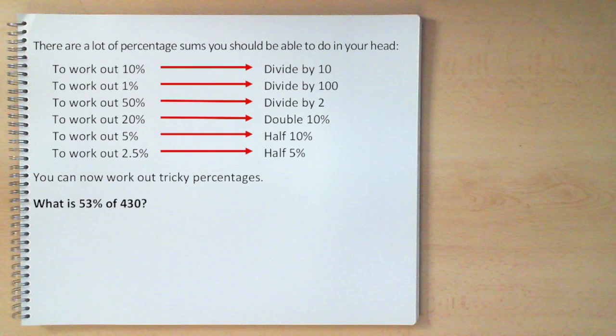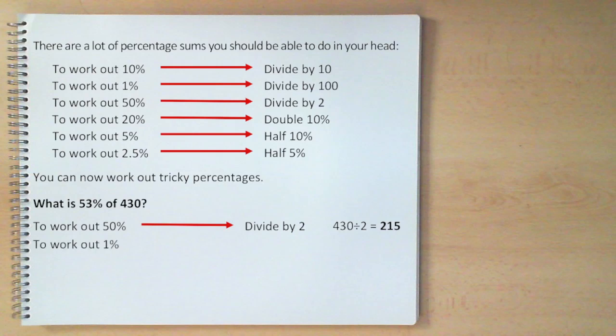Let's look at a tricky one. What is 53% of 430? Well, that can't be done in our head or on a piece of paper. We need a calculator. No, not true. First of all, work out what 50% is. Divide 430 by 2 to get 215.